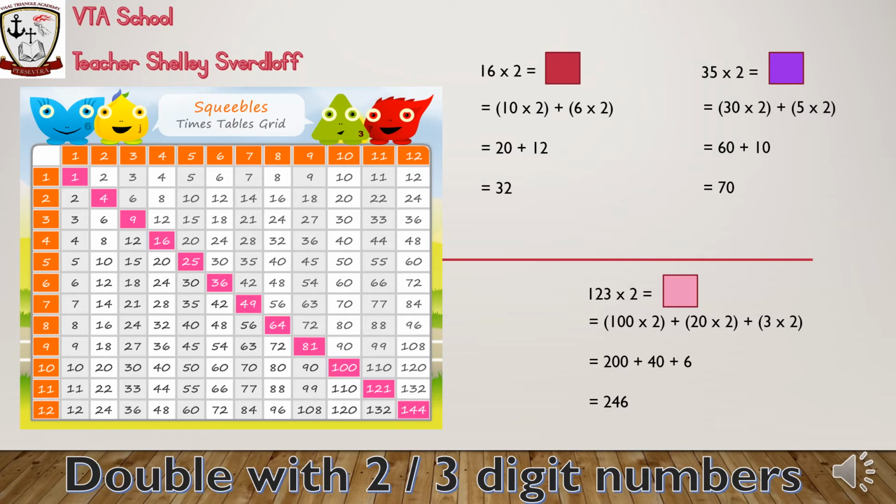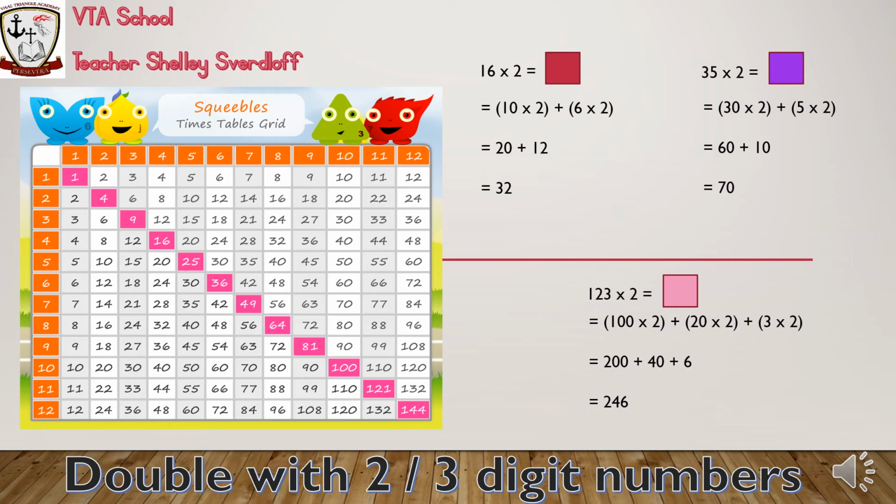16 times 2 is equal to some missing number, and we don't know what it is. So you've got to break up the number 16 into tens and units. 16 is 10 times 2 plus 6 times 2. So we can use our chart now. Put your finger on the 10, on the orange 10, and on the top orange 2. 10 times 2, put it together, is 20.